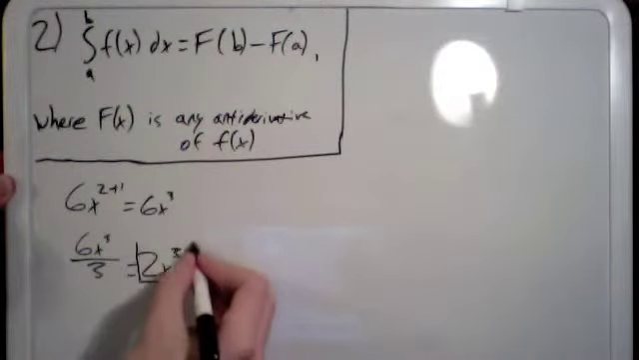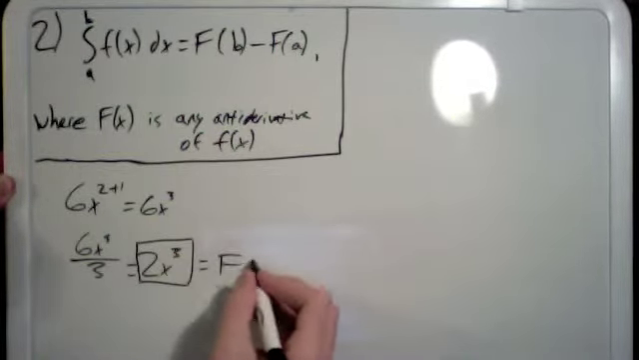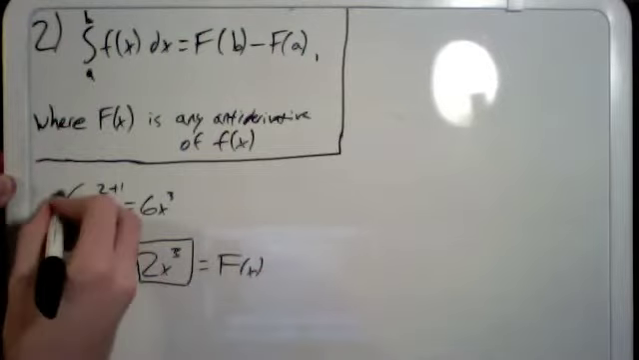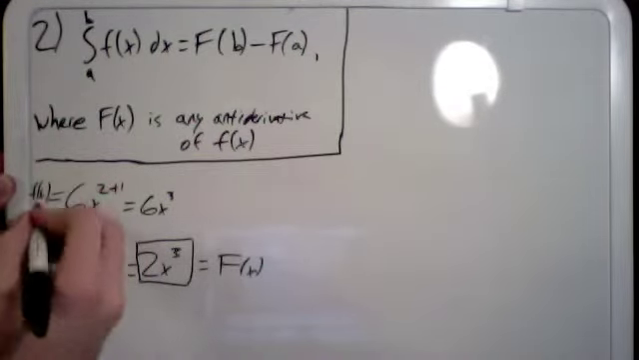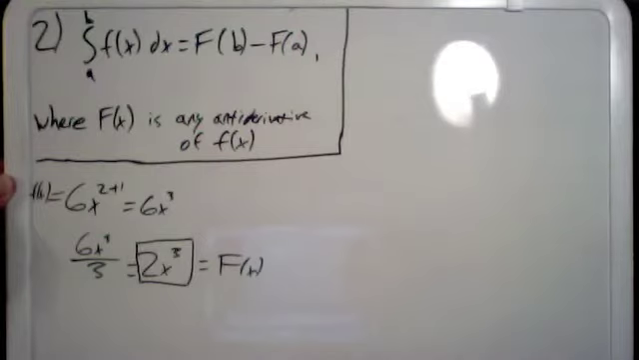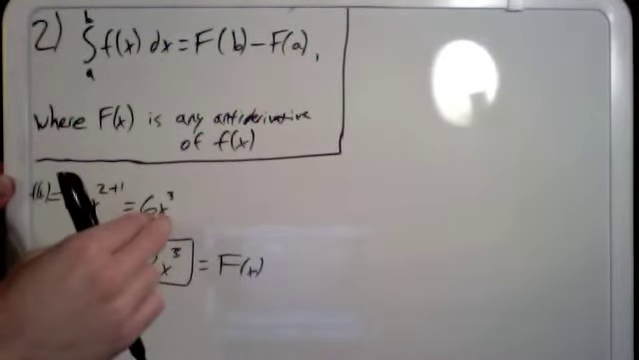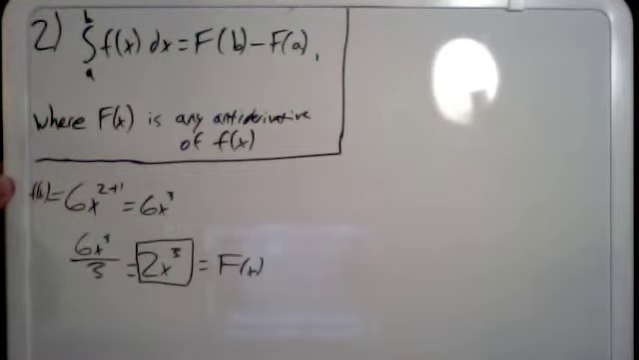So that is our antiderivative F of x from lowercase f of x, our original function. And that's just a quick way you can do simple antiderivatives of really easy terms in polynomials like that.